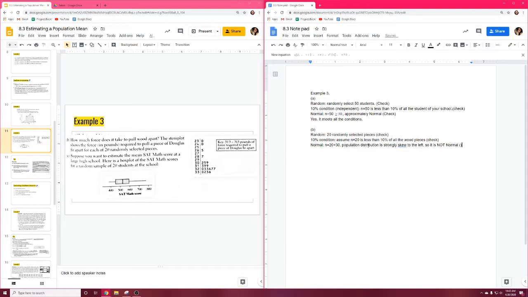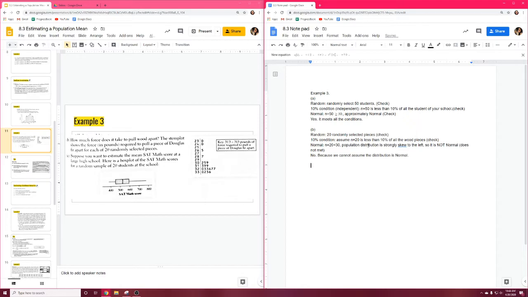Okay, so over here, the normal condition does not meet. So over here, you should say no, because we cannot assume the distribution is normal. So for this situation, you cannot use your formula to calculate the confidence interval because the normal part does not meet. Let's look at the last one.